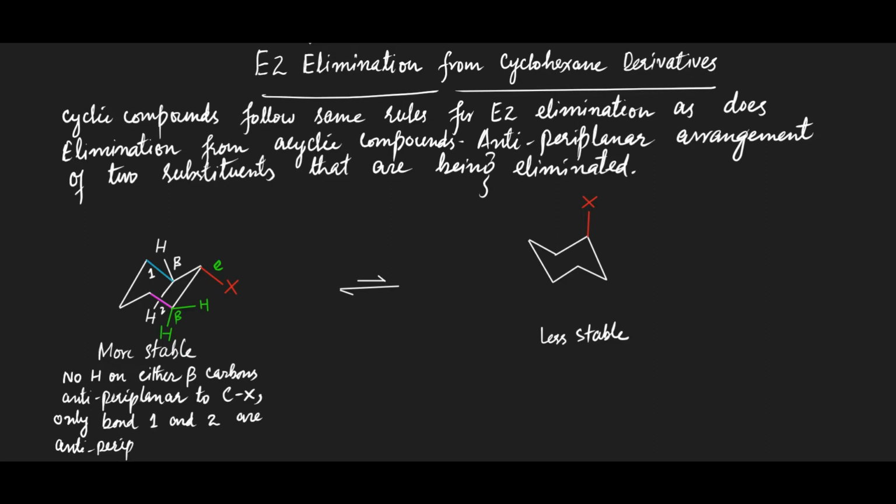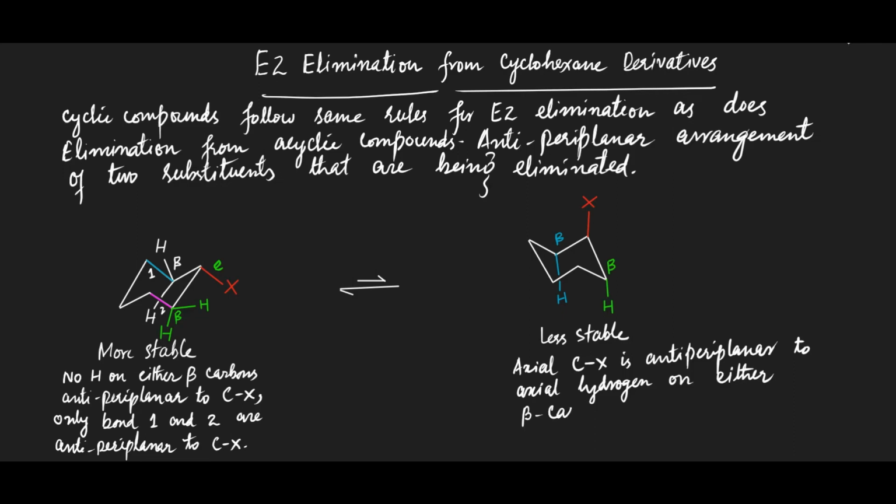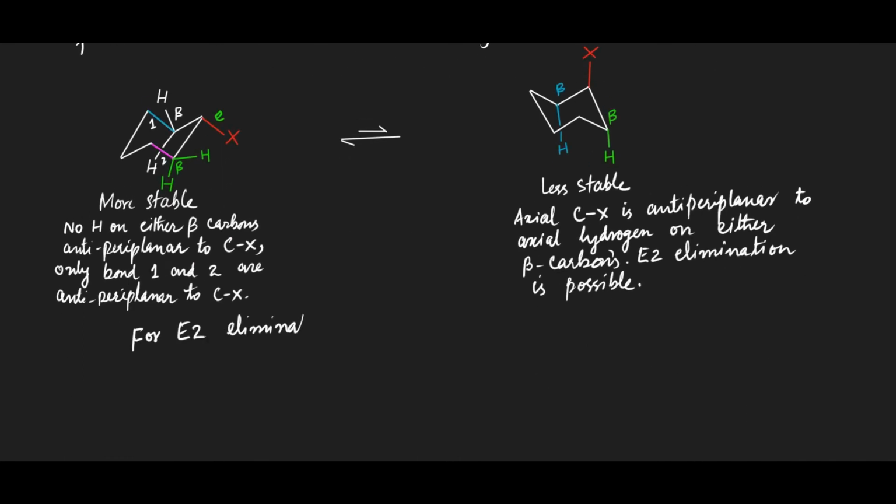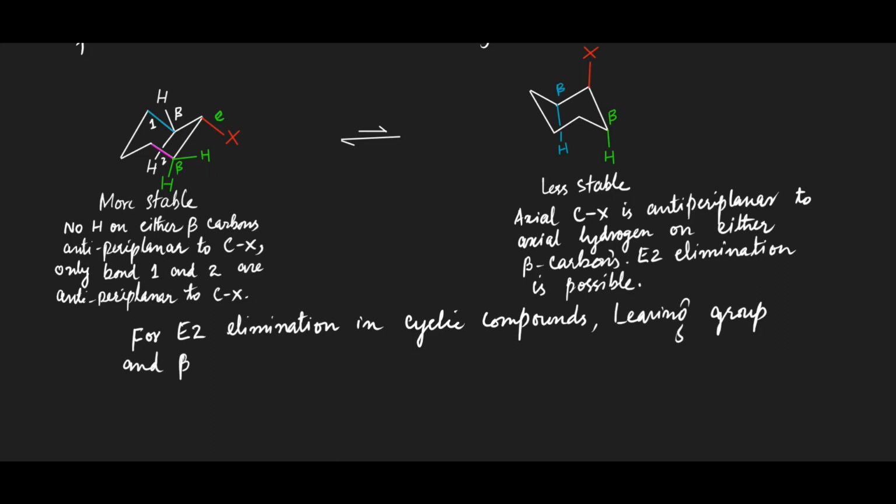Only C-C bonds denoted as 1 and 2 are anti-periplanar to the C-X bond. But these C-C bonds can't be removed by base. Thus, E2 elimination is not possible in this conformation though it is more stable. However, in this less stable conformation, axial C-X is anti-periplanar to axial hydrogens on either beta carbon. Thus, E2 elimination is possible through this less stable conformation. Thus, for E2 elimination in cyclic compounds, the leaving group and beta hydrogen must be in a 1,2 diaxial arrangement.